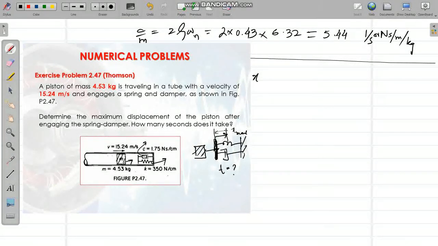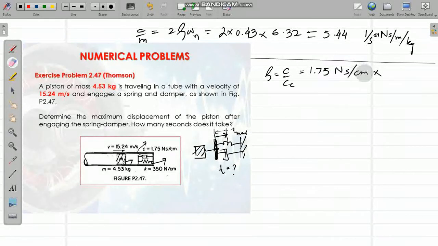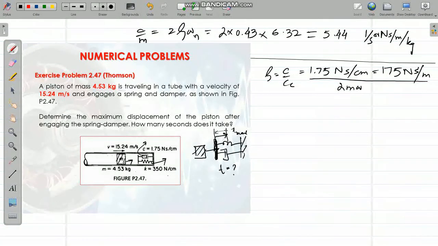Now we don't know whether the system is underdamped, critically damped or overdamped. So let's first see which it is. Zeta is equal to C over Cc. Now C is given, which is 1.75 Newton second per centimeter. If you convert centimeter into meter, that is 175 Newton second per meter. This is C, and Cc is 2 m omega n.